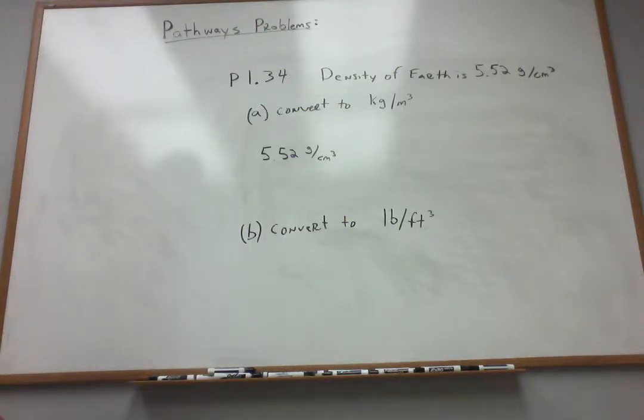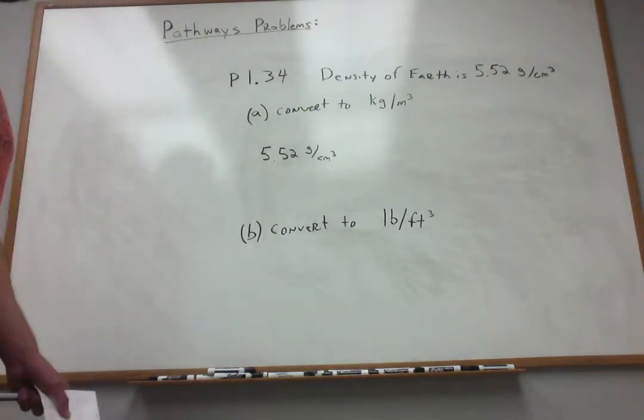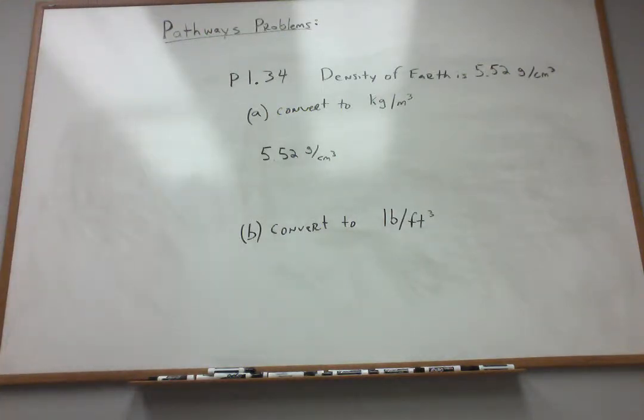Okay, another pathways problem. This one is 1.34 from your textbook. Interesting problem. It reads that the average density of Earth, the planet Earth, is 5.52 grams per cubic centimeter. So if you were to measure the density of Earth on average, that's apparently what you'd get. And they ask us in part A and B of this problem to convert that measurement into different units.